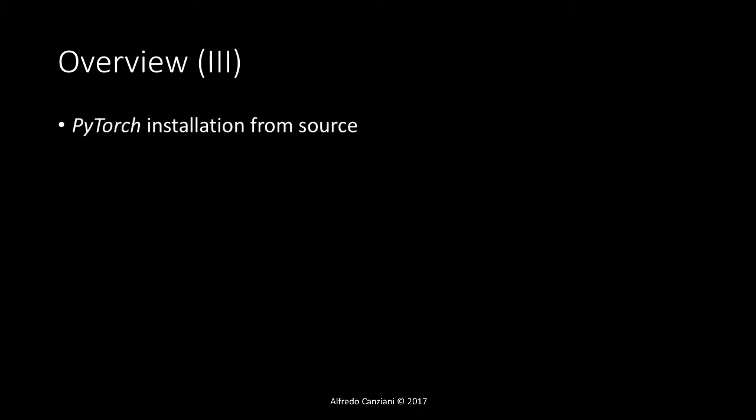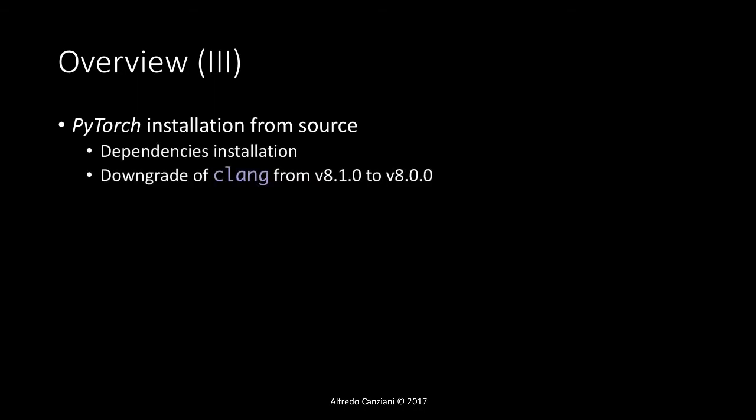Finally, we will install PyTorch from source. So we will have to install first the dependencies, downgrade the Clang from the version 8.1.0 to the version 8.0.0 because it's otherwise not compatible with the current version of the CUDA for OSX. Then we will just have to set up CMake to know about where Anaconda is installed. And then finally, we will be able to install PyTorch from source code and then validate its successful installation.